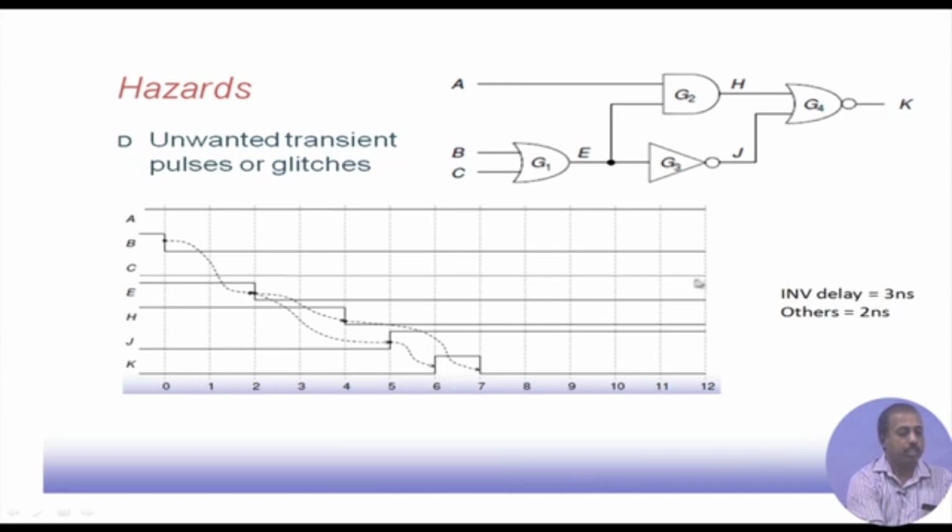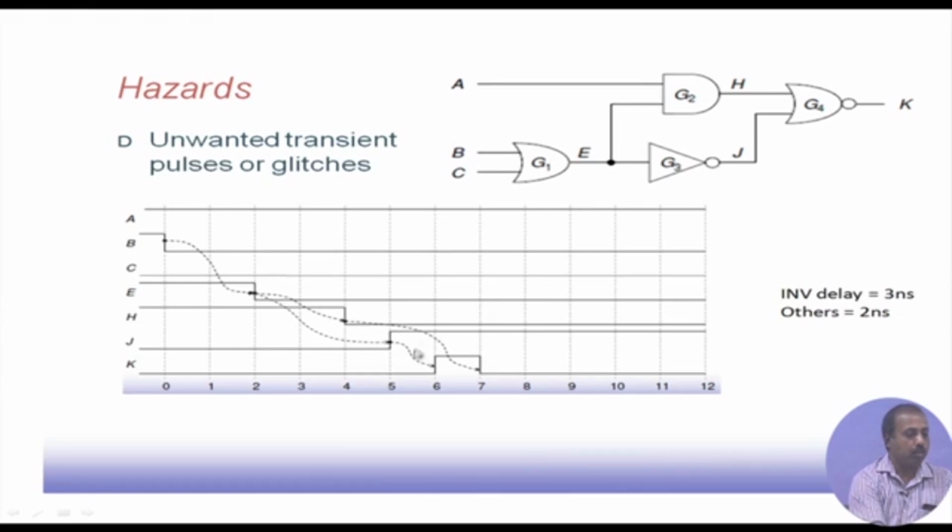However, if you consider that the inverter has a delay of 3 nanoseconds and the other gates have a delay of 2 nanoseconds, what will happen? When the B value changes from 1 to 0, the E value changes after 2 nanoseconds, because this OR gate G1 has a delay of 2 nanoseconds. After 2 nanoseconds the E value changes to 0, and when E changes to 0, this inverter has a delay of 3 units. So J changes its level after 3 time units, and J becomes 1 at this time.